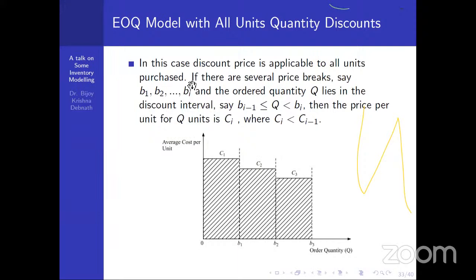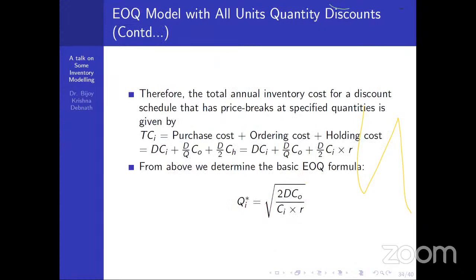So the all-unit discount is purchased. If there are several price breaks, say B1, B2, Bi, and the order quantity Q lies in the discount interval, say Bi minus 1 to Bi, then the price also reduces. Okay, this is the concept.